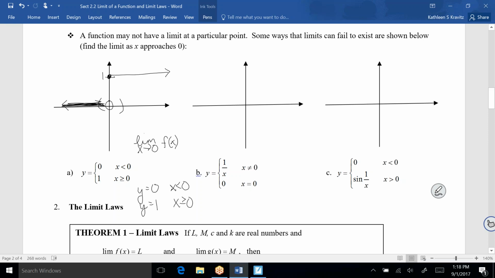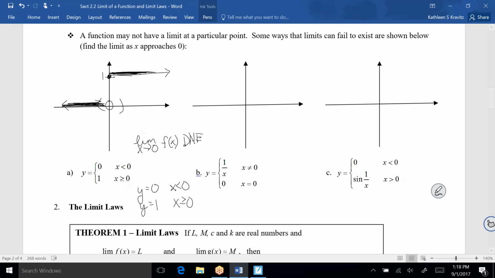And if we look to the right of 0, and our x values to the right of 0 get closer and closer to 0, we're up here on this part of the graph, and our y values approach 1. So here our y values are 0, here our y values are 1, as we get closer and closer to x equals 0. So they're not the same, so this function does not have a limit. So we're going to say this limit as x approaches 0 of f of x does not exist, and we're going to abbreviate does not exist as DNE.